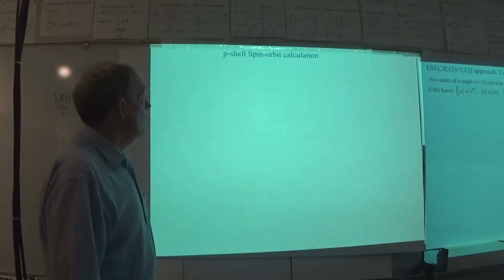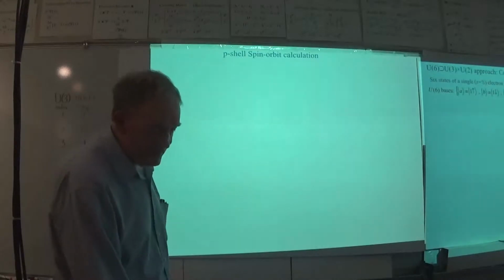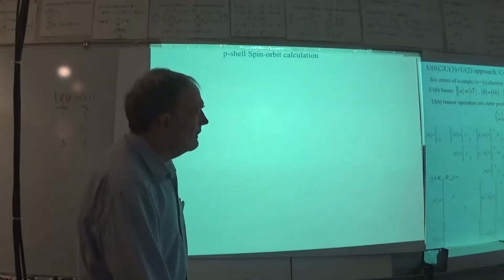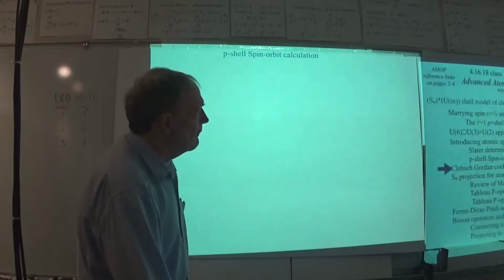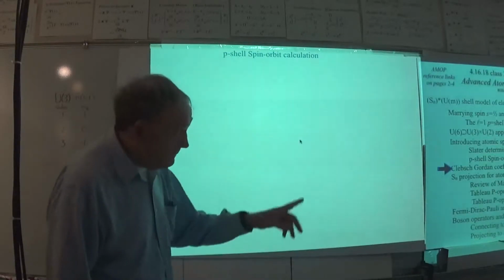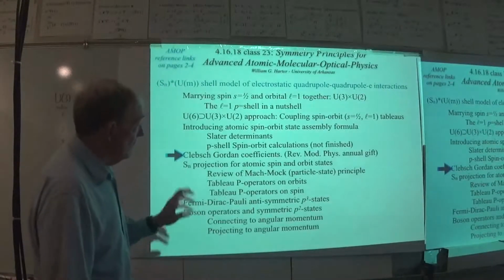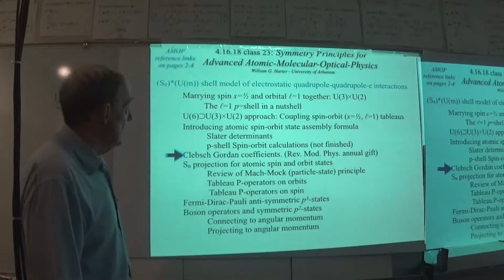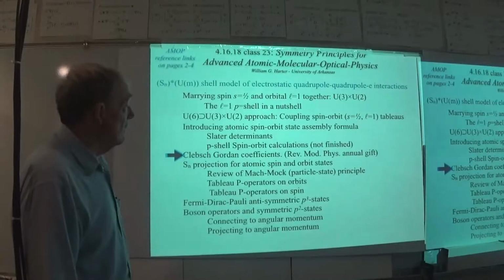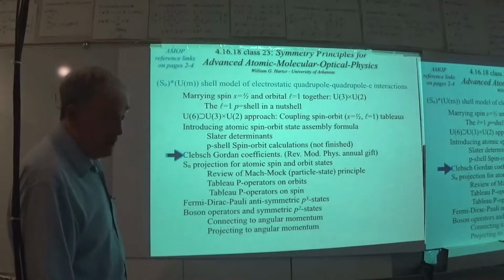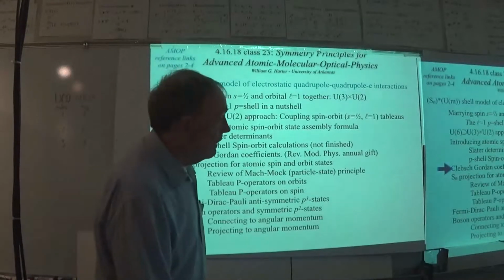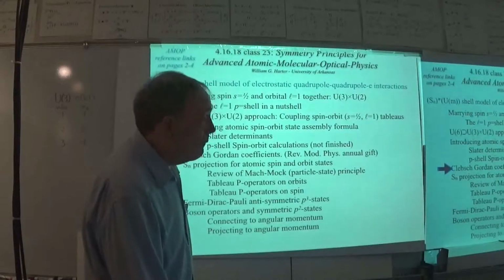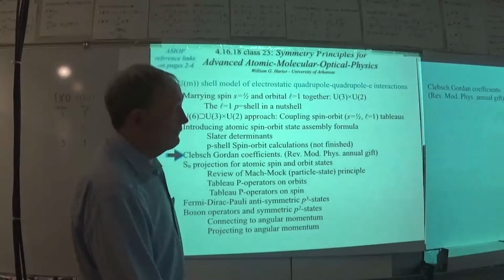Now, the P shell spin-orbit collection, you'll notice there's not a whole lot there, and that's because I still really don't know what is going on with some of the details of this marriage and unmarriage. So we'll presumably get to that in a later lecture. Now, one of the things that we're going to have to do is deal with a morass of Clebsch-Gordan coefficients.